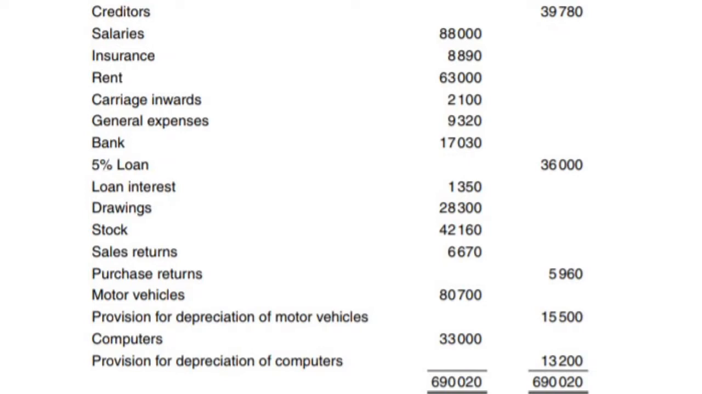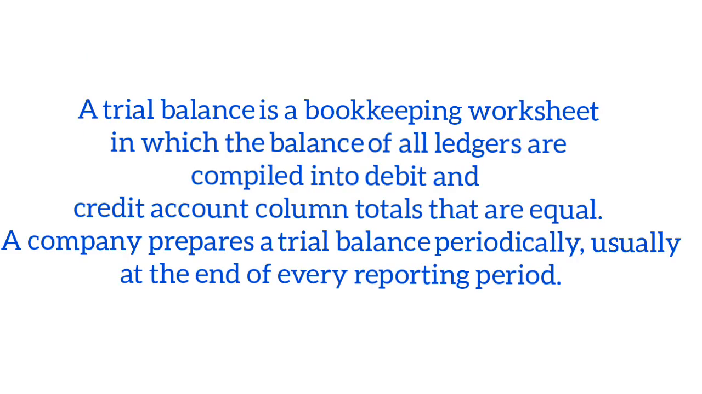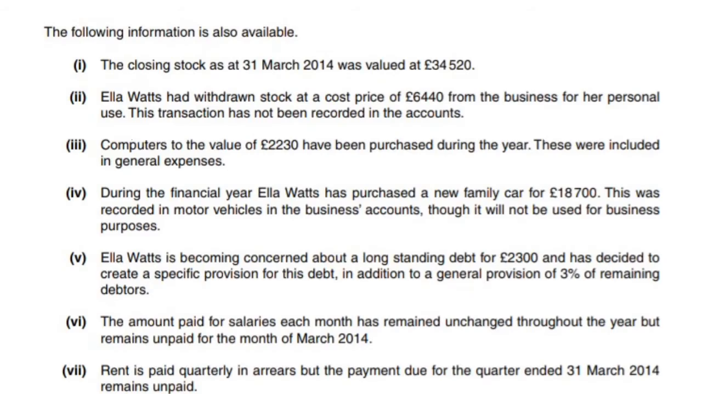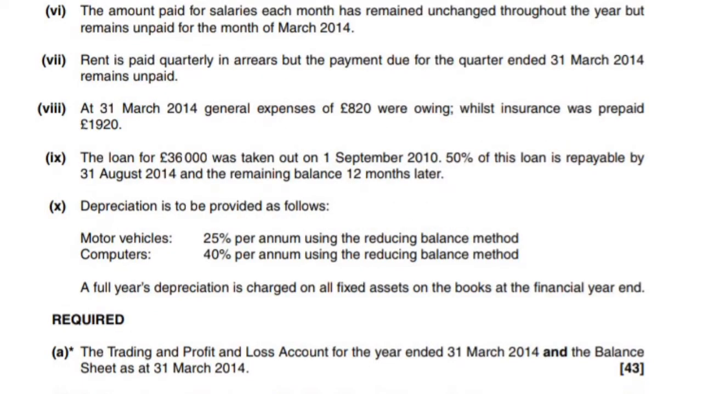Right. Remember, a trial balance is a list of balances or a list of ledger balances that we normally use when preparing the income statement. Right. So we are given additional information below the trial balance. So when preparing the income statement, you have to take into account those adjustments, note number 1 up to note number 10. Right. So I'm going to start with the income statement.